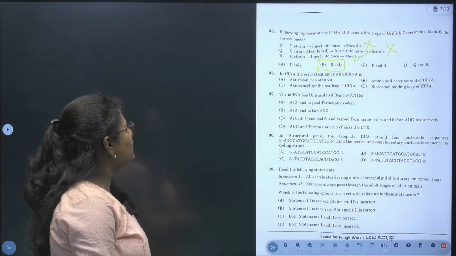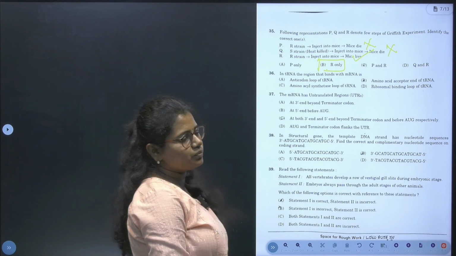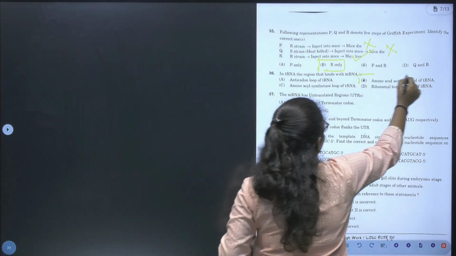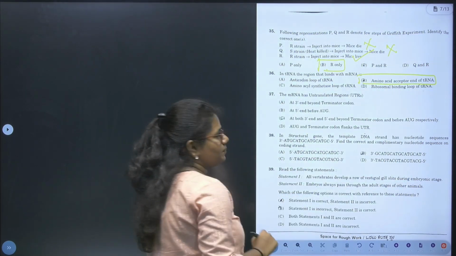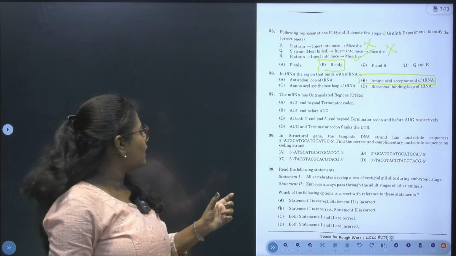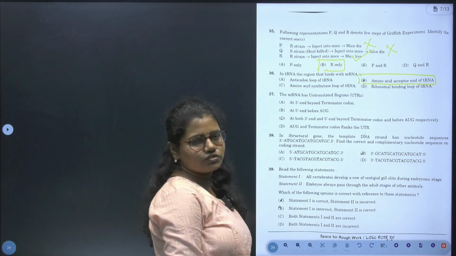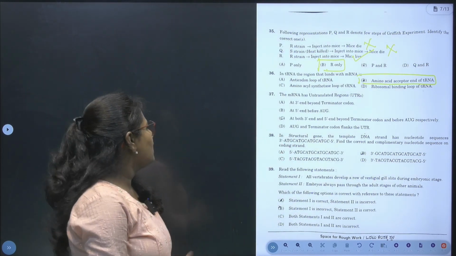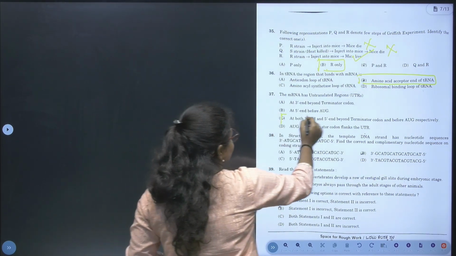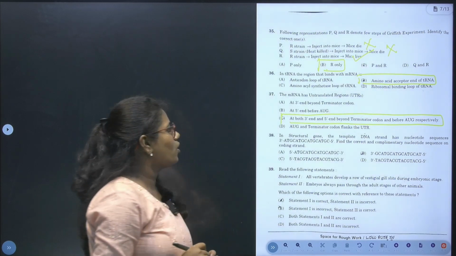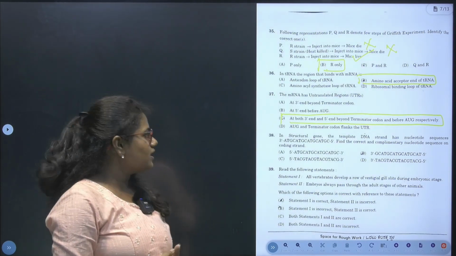36. In tRNA, the region that binds with mRNA is. This is a direct question. It binds with the amino acid acceptor end of the tRNA. Next, the mRNA has untranslated regions which are also called UTRs. They are at both the 3' and 5' ends, beyond the terminator codon and before AUG respectively.